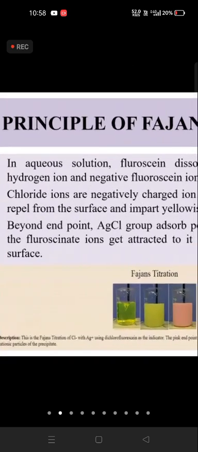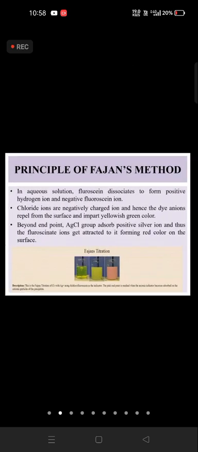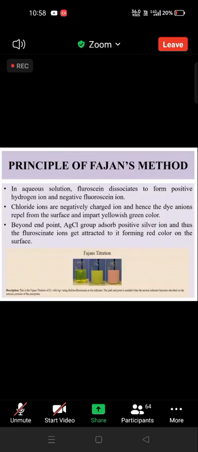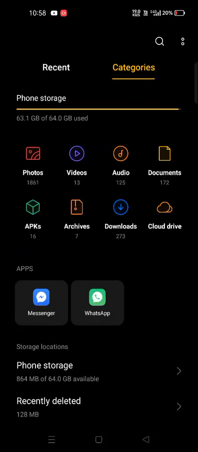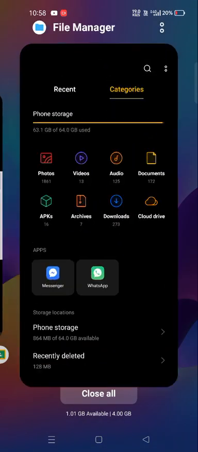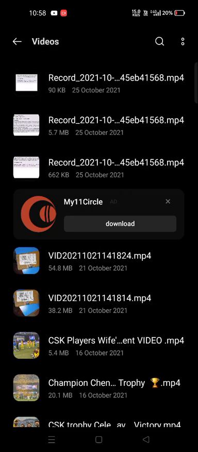Next is the principle of Fajans method. Now, what is the principle? See, in aqueous solution, fluorescein dissociates to form positive hydrogen ion and negative fluoresceinate ion. That means the fluorescein indicator which you are taking as an adsorption indicator, when it is being added to the aqueous solution, that means on the surface of the solution, it is dissociated into positive ions and negative ions. That means positive hydrogen ion and negative fluoresceinate ion.